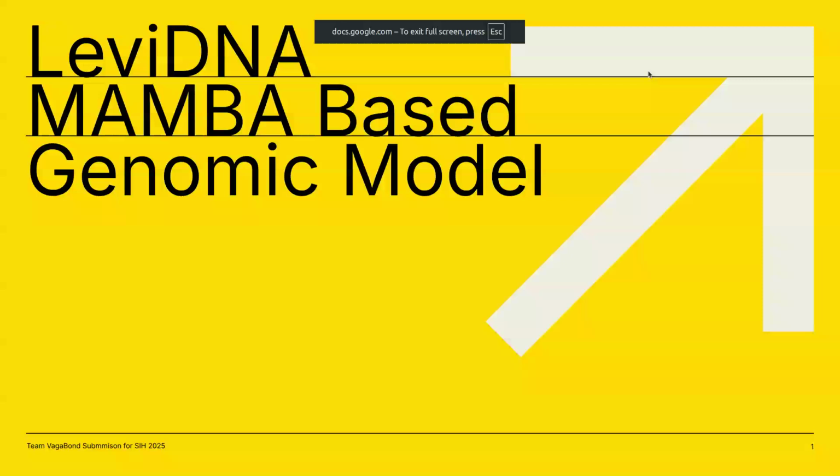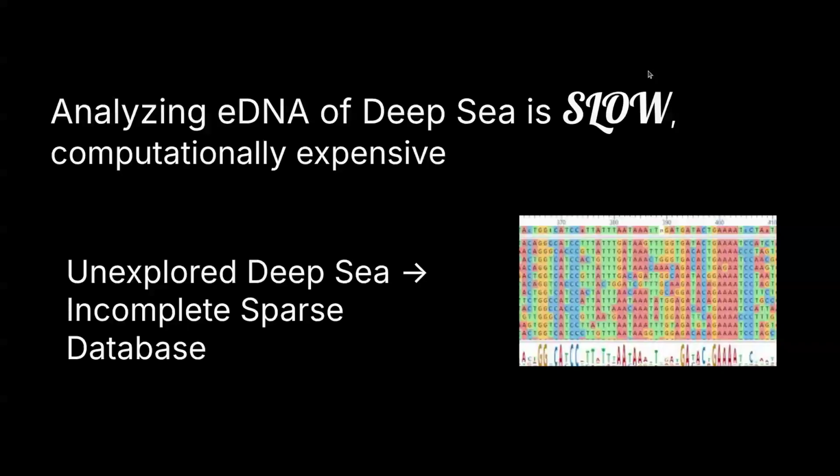Hello everyone, this is our project submission to the problem statement: identifying taxonomy and assessing biodiversity using an eDNA dataset. The problem we are trying to solve is analyzing eDNA and classifying it into various taxonomies.